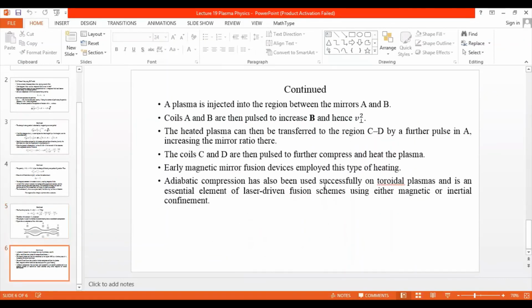And adiabatic compression can also be used successfully in toroidal plasma and is an essential element of laser fusion schemes using either magnetic or inertial confinement.